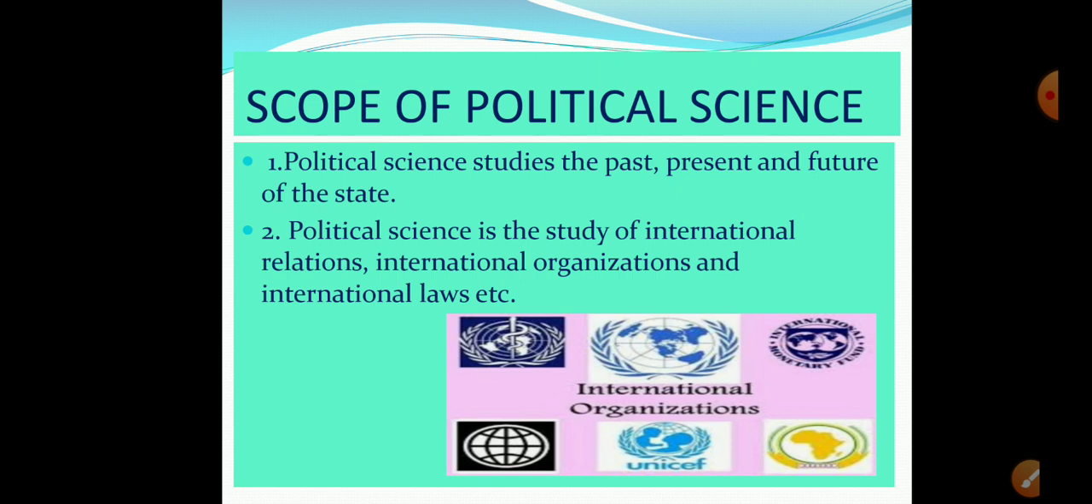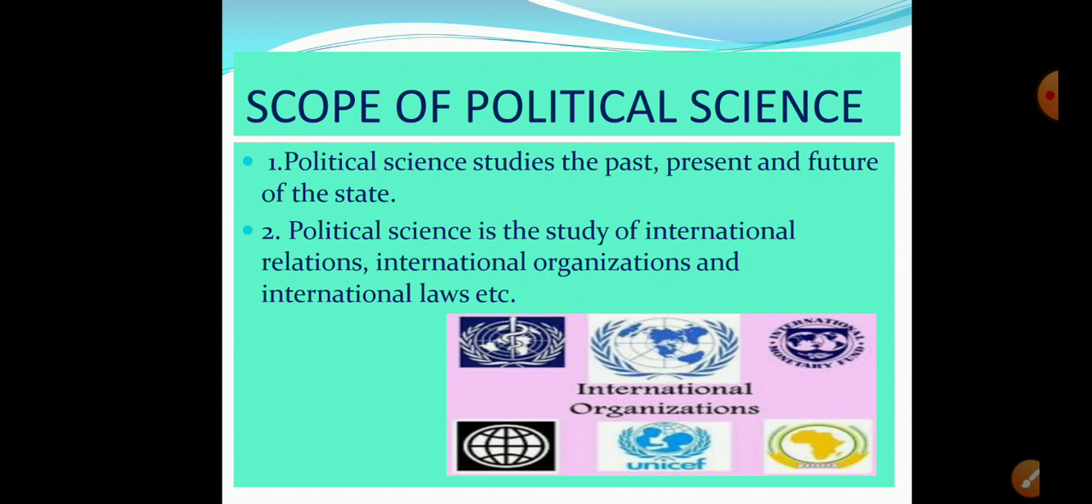So at the end we can conclude that political science deals with power, influence and authority, and allocations of goods and values. It also studies formal and informal organizations which influence it.